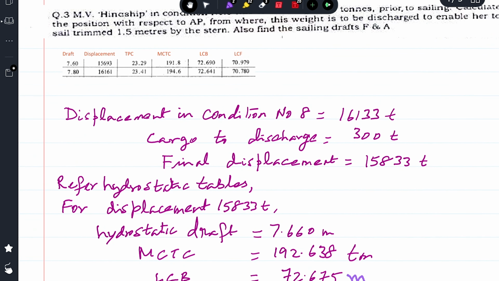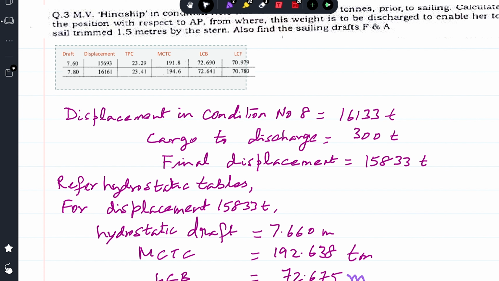For convenience, I have here the extract of the displacement and draft from the hydrostatic tables for the range of displacement. So it's the 15693 to 16161 range. So 15833 falls somewhere in between these two displacements. So I will now interpolate for my draft between 7.6 and 7.8. You can see for this displacement 15833, I'll get my hydrostatic draft. I'll interpolate for MCTC, LCB, and LCF.